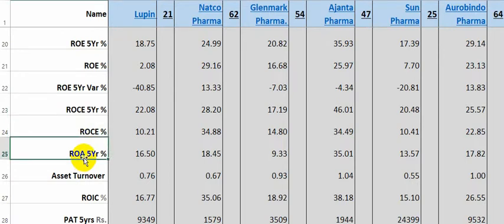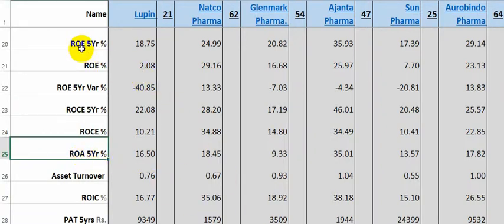Return on assets basically measures what assets the company had. Total assets includes each and everything that the company owns, including debtors, investments, cash, everything that is in the company, and on that how much the company has managed to generate as profit.